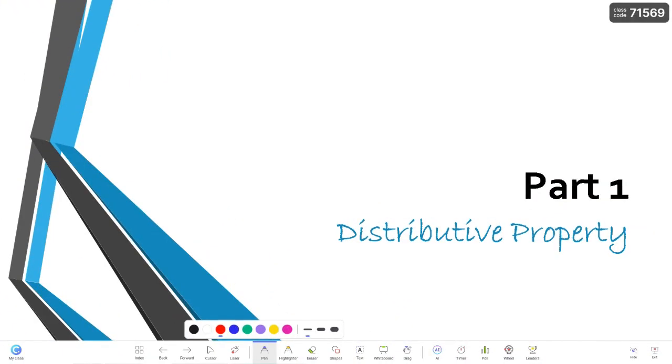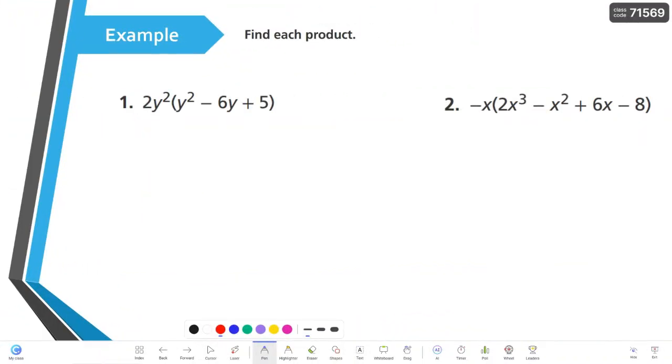We have several ways to multiply any two polynomials. One of the methods is the distributive property, and this method is helpful in case we are multiplying a monomial by any polynomial. So if we look at the first example, we have 2y squared multiplying y squared minus 6y plus 5, and the distributive property says that the outside term is multiplied by every single term inside the parentheses.